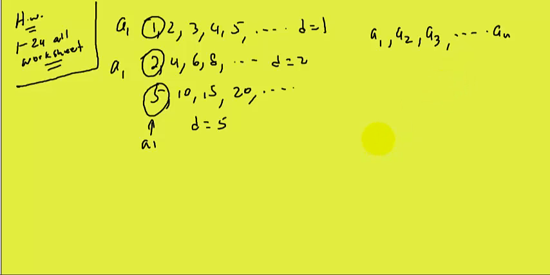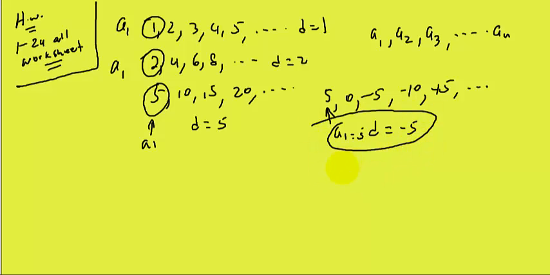Now we could also subtract, so we can go 5, 0, negative 5, negative 10, negative 15, and so on and so forth. My difference here happens to be negative 5, and my a sub 1 happens to be 5.